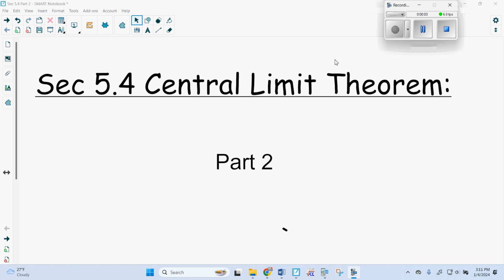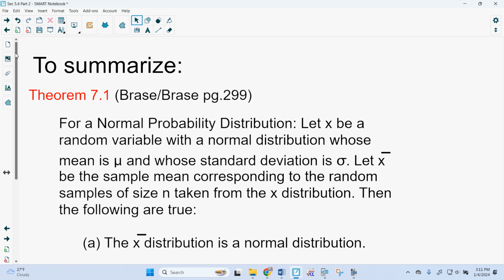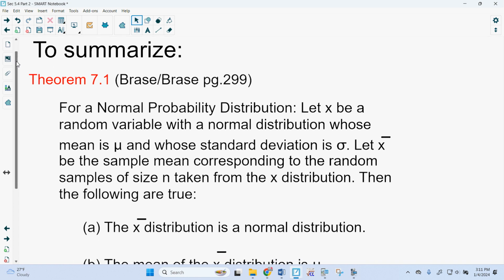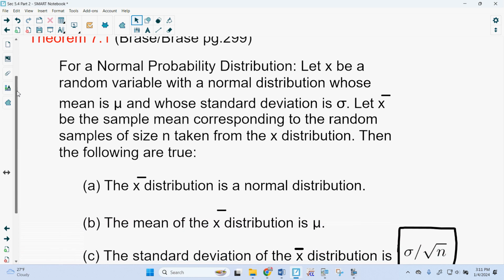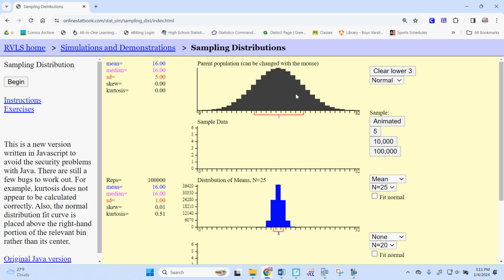In this video, we're going to continue to look at the central limit theorem. So this is part 2 of our central limit theorem. First off, our theorem from before was for a normal probability distribution: let x be a random variable normally distributed with a mean and standard deviation. And then our sampling x bar distribution, taken of size n, is normal, with a mean of mu and a standard deviation of sigma over square root of n. And we looked at this example of how that would work out.